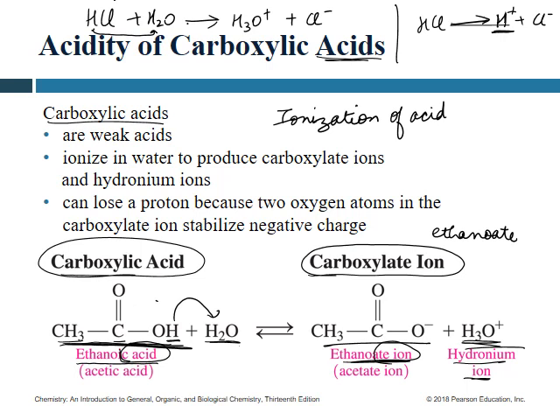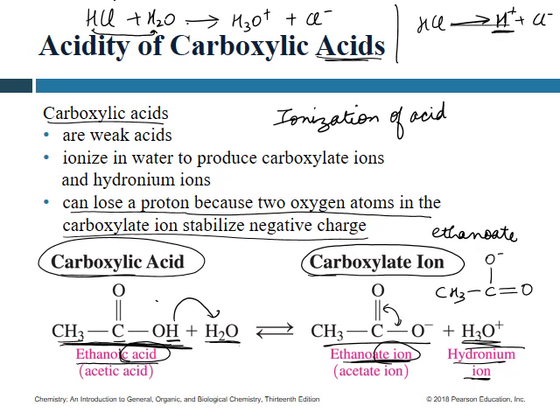They lose a proton because the 2 oxygen atoms in the carboxylate ion stabilize the negative charge. So this negative ion is stabilized in this structure. So for instance, you could draw this structure like this and it would become like this. So this double bond and this minus charge basically keep on resonating between these two. Therefore it becomes a very stable ion. Okay, and this is called a carboxylate ion. So the reaction where an acid ionizes in water to produce ions is called ionization of carboxylic acid.